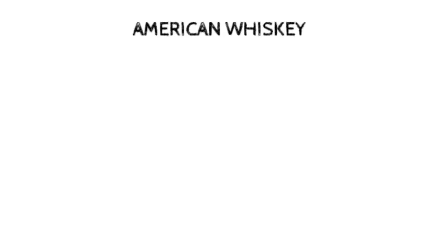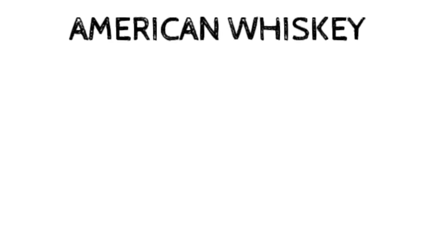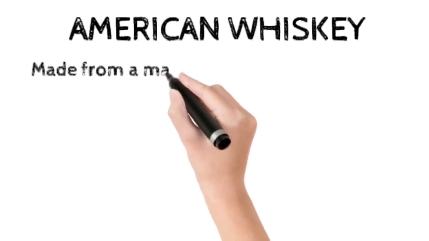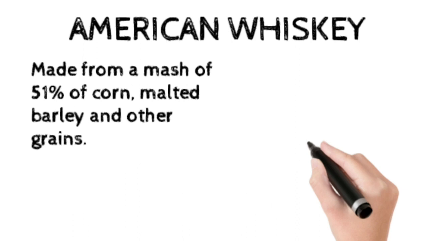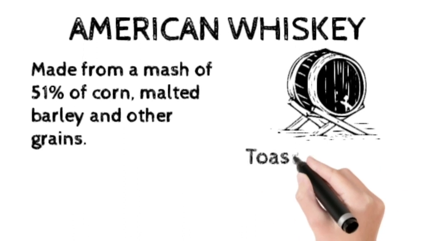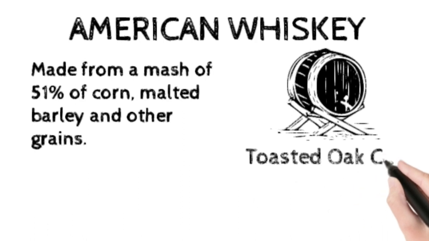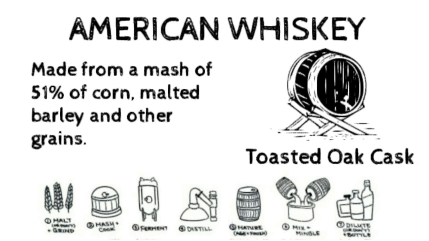Let's see whiskies from another region, which is American whiskey. American whiskey is distilled from a mash of at least 51% corn, malted barley and other grains. American whiskies are aged in new charred or toasted oak cask for a minimum of 2 years. The production is almost the same as Scotch whiskey. American whiskies are broadly classified into two types: bourbon whiskey and Tennessee whiskey.